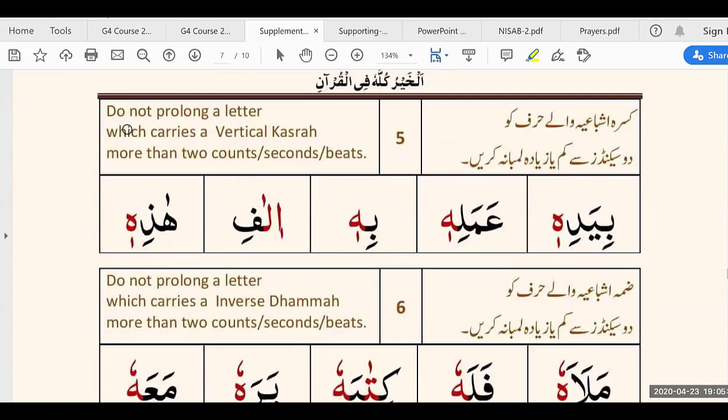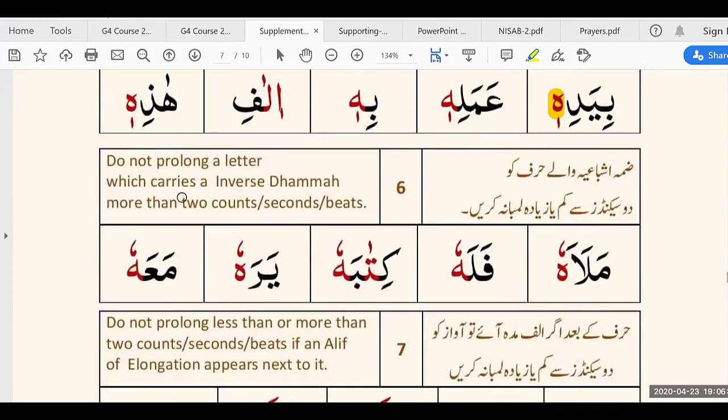So the fifth common error is to not prolong a letter which carries a vertical kasra, also known as kasra ishbaya, more than 2 counts, seconds, or beats. So biyadihi. Only the letter ha carries a vertical kasra, so it should be prolonged for 2 seconds, whereas the previous letters should be prolonged for 1 second each.